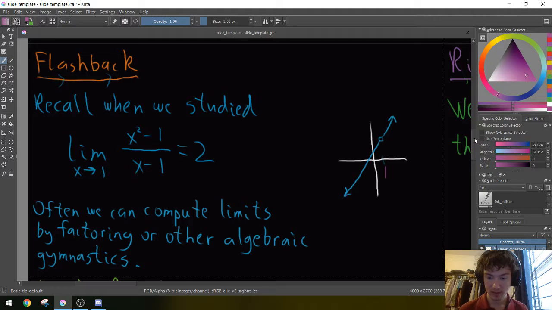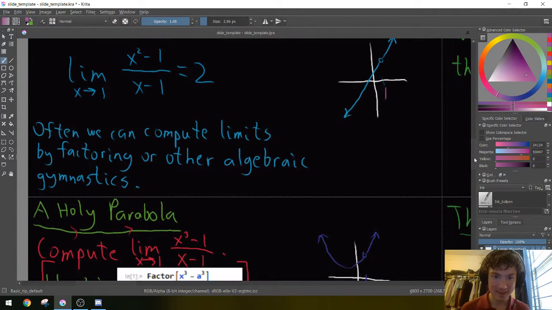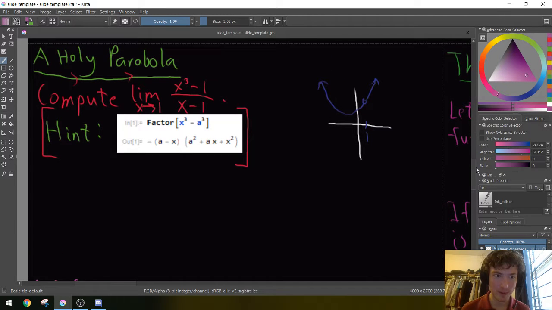Good. Is your saying algebraic gymnastics here a reference to me saying code parkour? No, algebraic gymnastics is a term that I have used for a few years now, but I do like the term code parkour very much. Just making sure. Good. Algebraic parkour, perhaps, if you will.